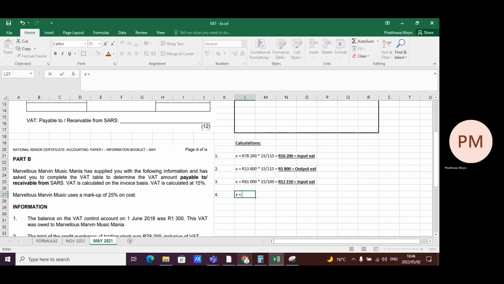78,200. In fact, you've already calculated the VAT, so we just need to take out 10% of it.